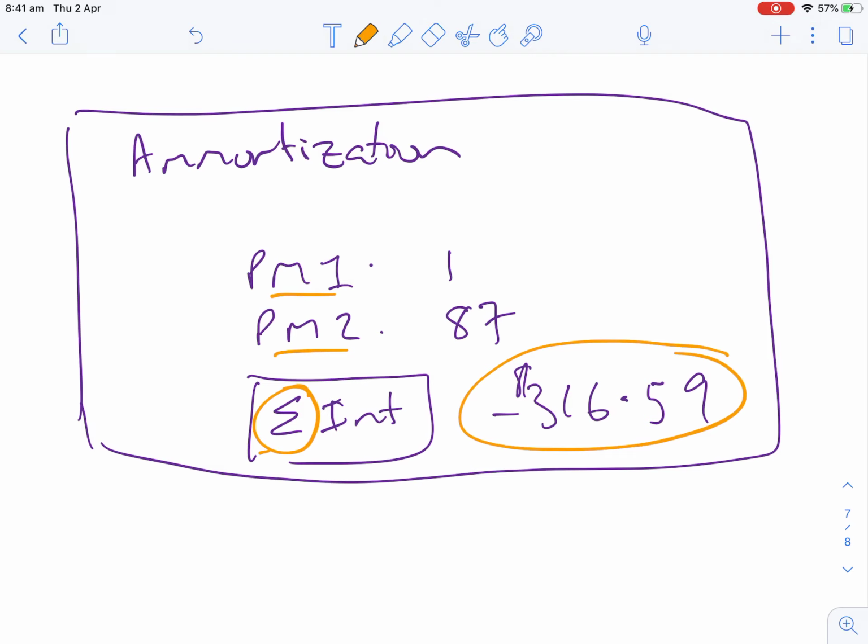And then we hit on this sum. Remember this sum notation? That means sum. And so we want the sum of the interest. And this, we're basically asking for the interest between our first payment and our 87th payment. So by typing those two entries into the payment 1 and payment 2 boxes and then tapping on the sum of the interest box, it would give you the interest there.